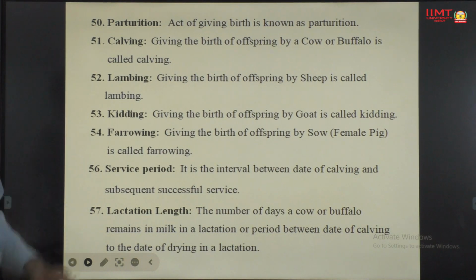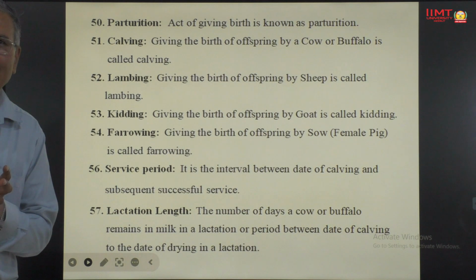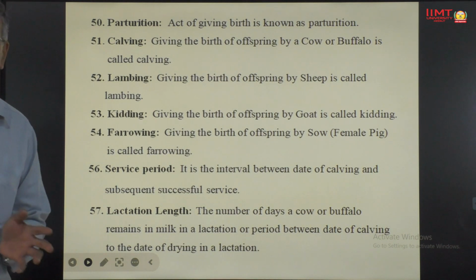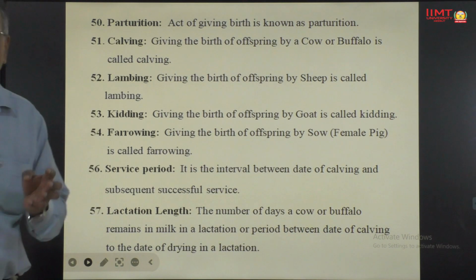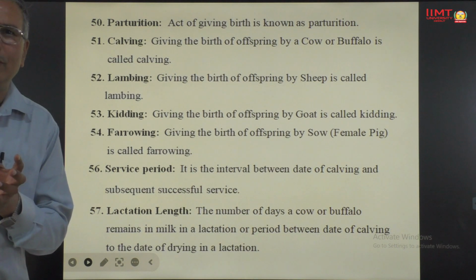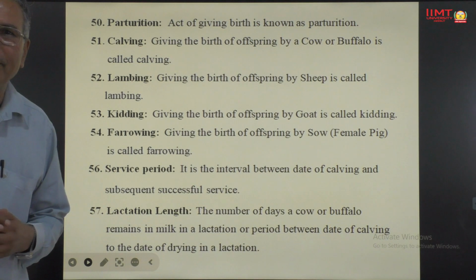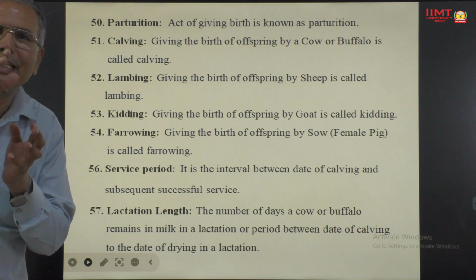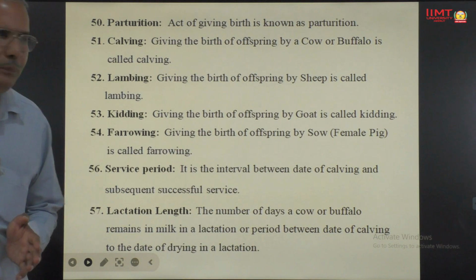What is parturition? The act of giving birth is known as parturition. बच्चा देने की जो प्रक्रिया होती है उसको parturition कहते हैं. What is calving? Giving birth to the offspring in the case of cows and buffalo is known as calving, or the act of parturition in the case of cow and buffalo is known as calving.